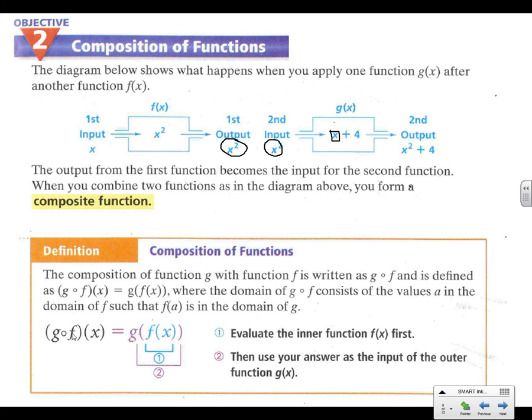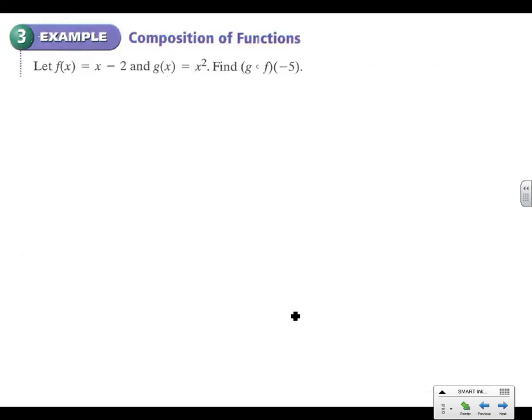The way we write it is g of f of x. You can write it like this, g, parentheses, f, parentheses, x, or g, circle dot, f of x. We're always going to work on the inner one first, and f would be the inner one. Whatever we get as our answer to the inner one, we'll use to plug into the outer one. So let's see how this works.